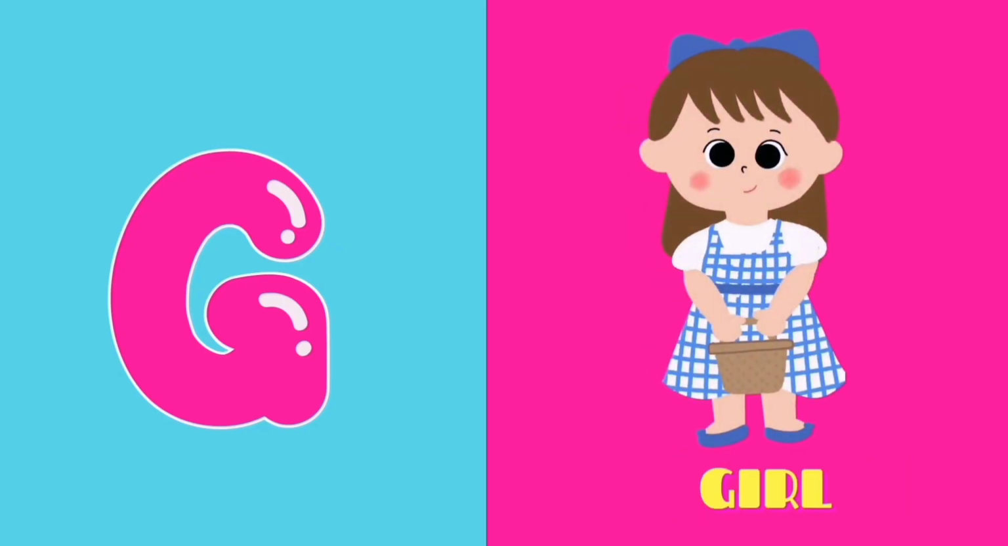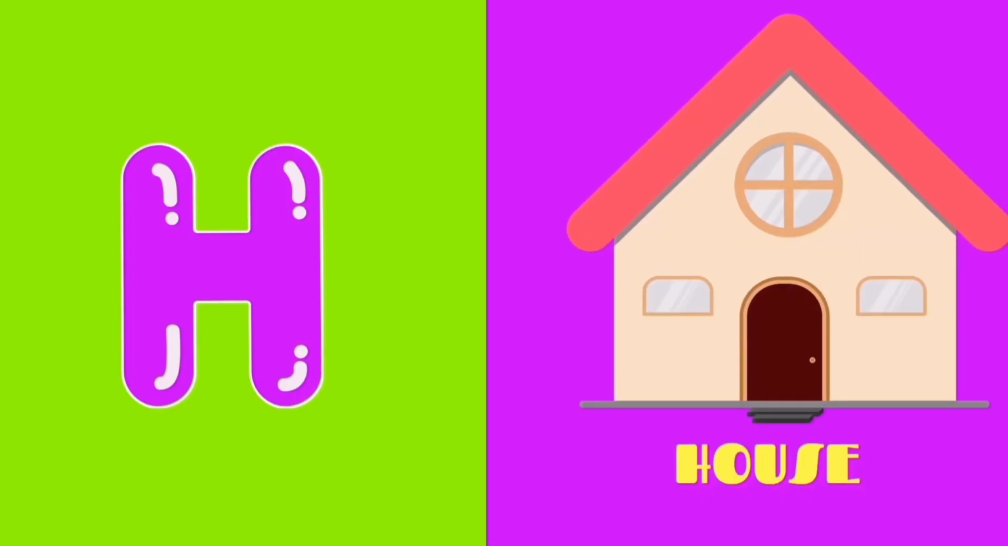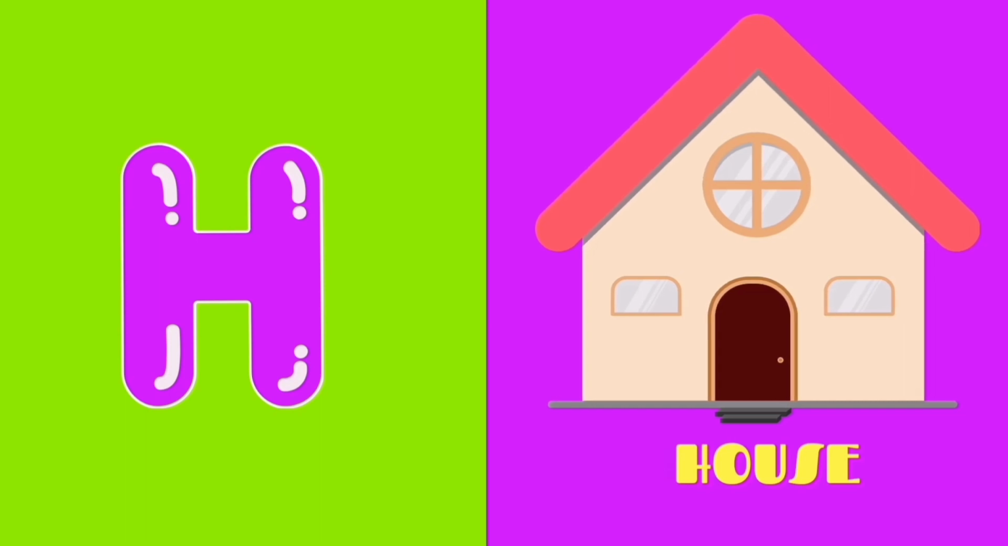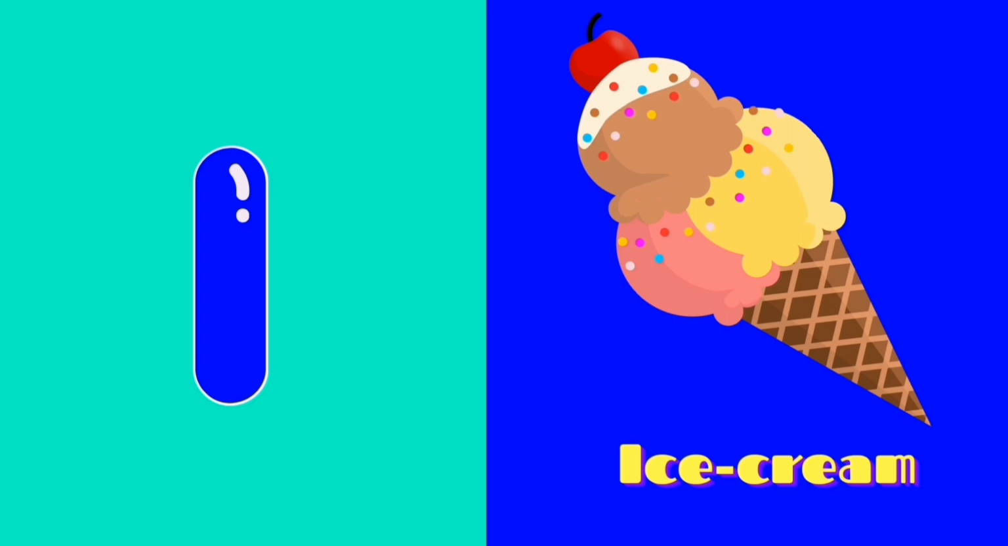G is for girl. H is for house. I is for ice cream.